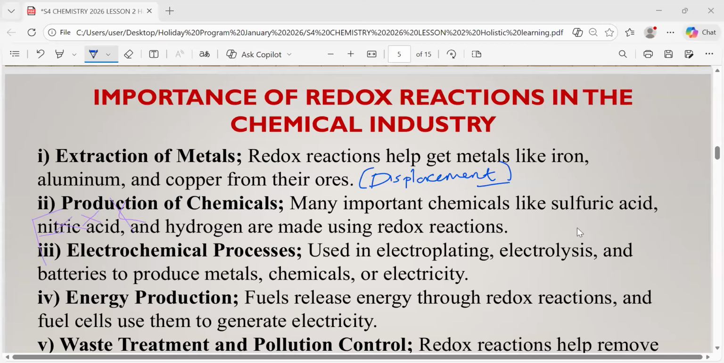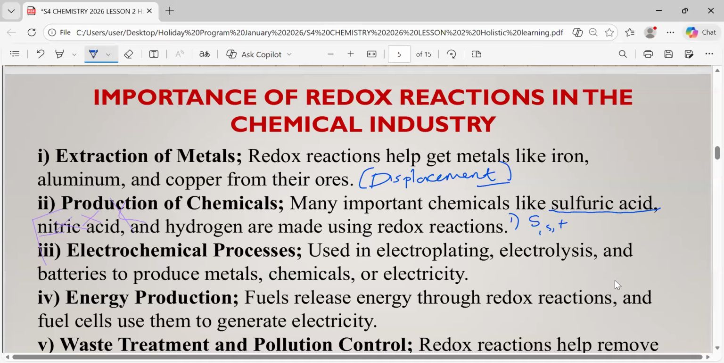Explain for us something small there. I don't have anything. Okay. But we are looking at production of chemicals, and they are telling us that many important chemicals like sulfuric acid. Do you know the process or the reaction which brings about sulfuric acid? Do you recall some of them? I believe sulfuric acid undergoes a number of stages, yeah? And the very first one is the reaction of sulfur in what? Sulfur in what?